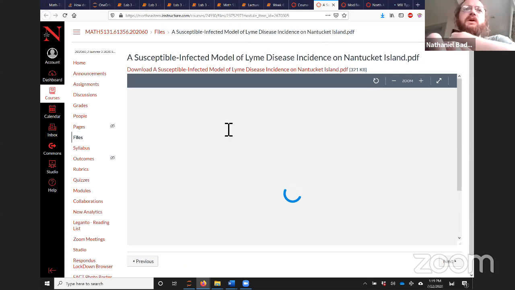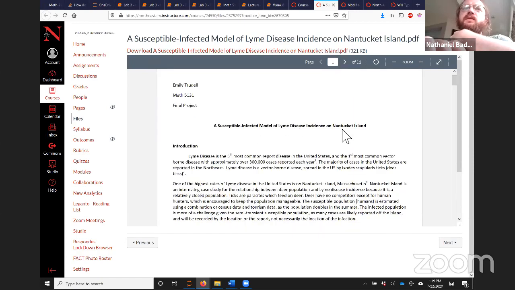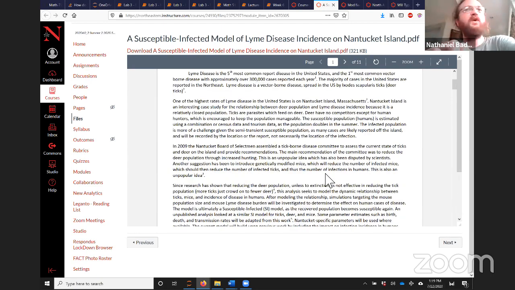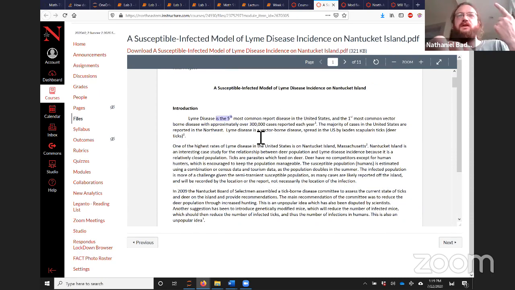So, susceptible-infected model for Lyme disease instance on Nantucket Island. This is a great paper by Emily Trudell, who is actually a biostatistician at Children's Hospital in Boston. You should aim for this, but do know that she's been working in this industry for 15 years. But what she did is she fixed a solid problem.